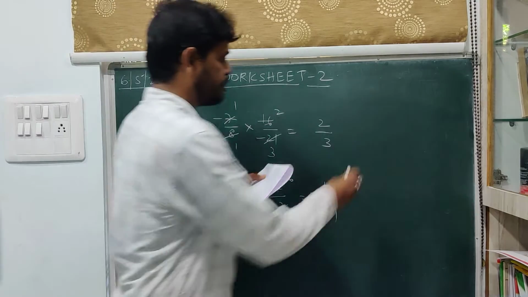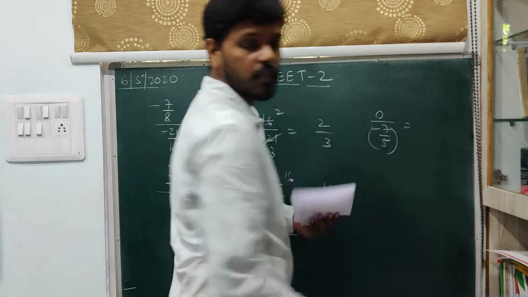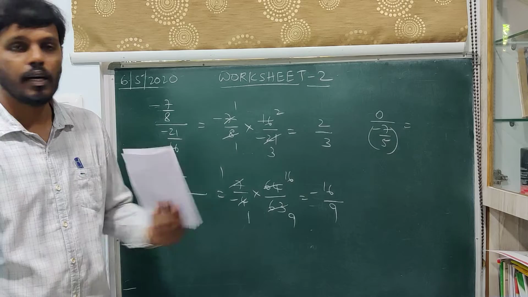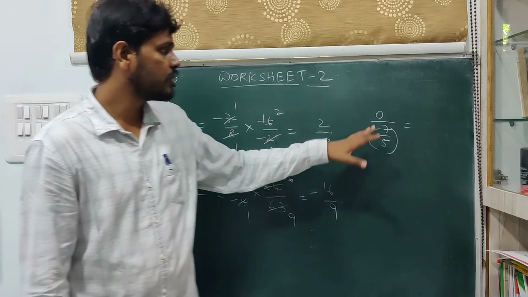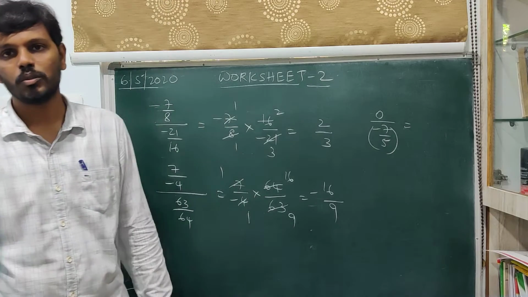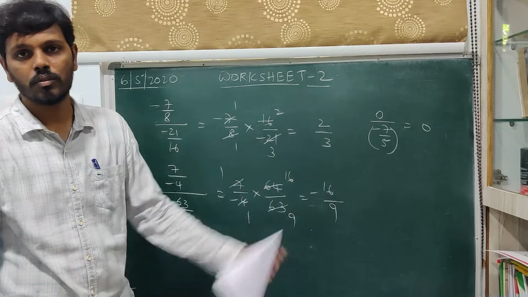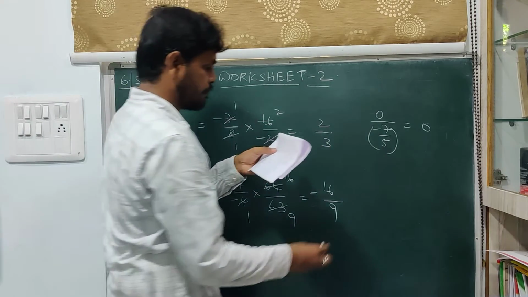Now 0 divided by minus 7 by 5. Some of you have done it like 0 into 5 by minus 7, and left it like that. See, the simple reason here is that 0 divided by any number is 0. So you need not do anything. You can straight away write 0. 0 divided by any number is 0, so you can straight away write the answer as 0. Next.